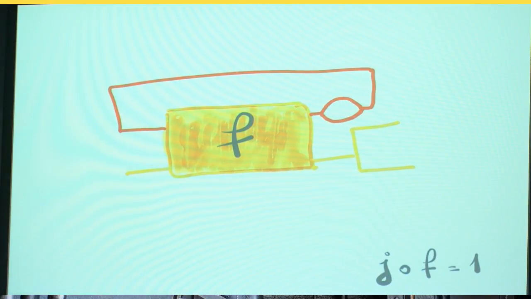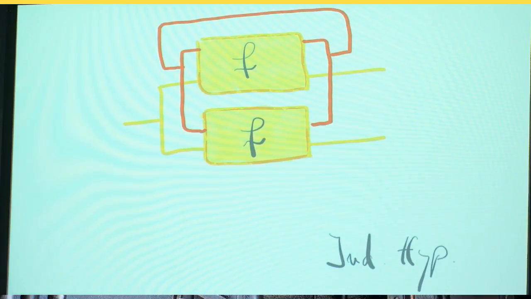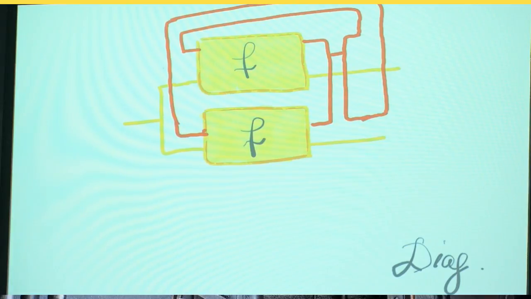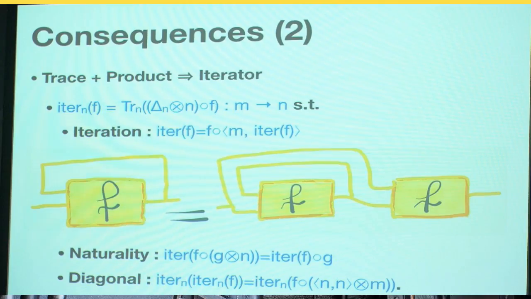What happens if I have a circuit with a feedback loop and now I want to share the output? Well, using this equation, I can introduce a split and a join in the wire. Then I can rearrange my circuit like this, and now inside this blue box I can apply the induction hypothesis. Then I can rearrange my wires like this, and apply the lemma that I had earlier. And now I can move this loop inside, and this is what I wanted to prove in the first place.